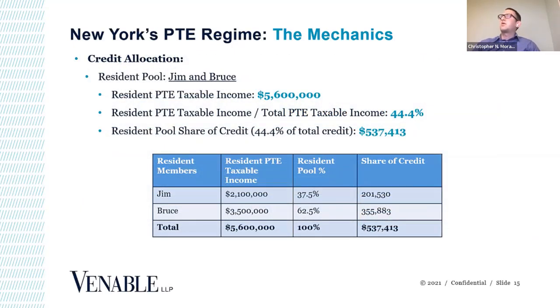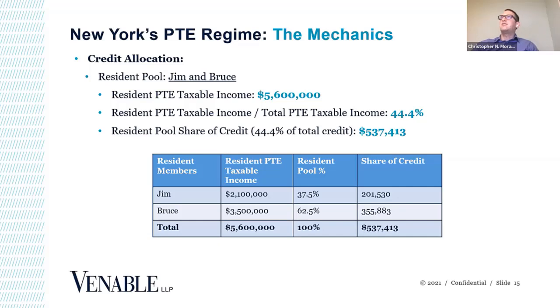And here's how we're going to allocate the credits. So the residents, Jim and Bruce, are New York residents. And so you see that there's $5.6 million of PTE taxable income among them. Jim has the 2.1 from Jim's share of the partnership income. Bruce is 3.5. We allocate, that's 5.6 total, 37.5 to Jim, 62.5 to Bruce. We see their shares of the credit there from the resident pool.